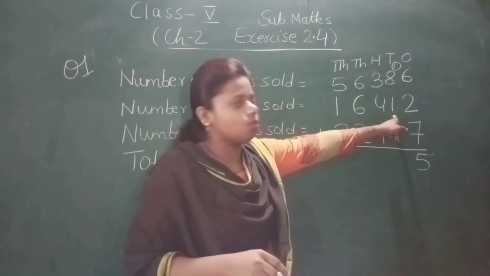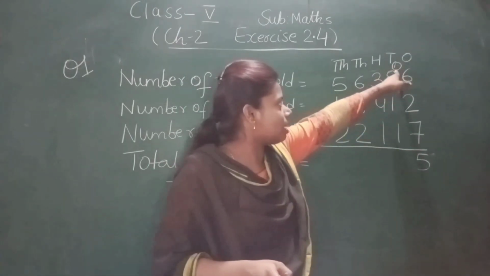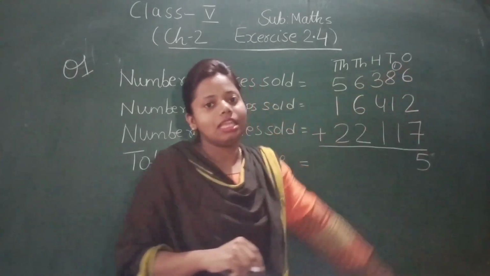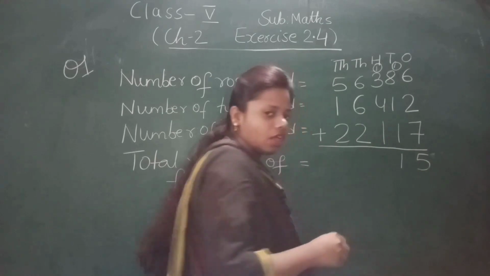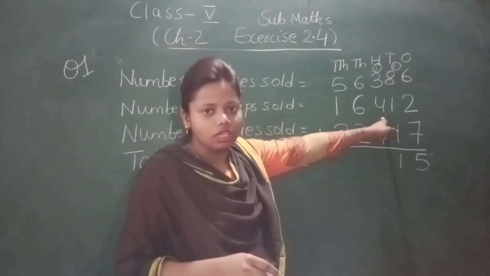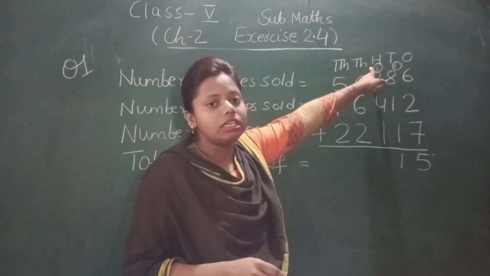Now 8 plus 1 is 9. 9 plus 1 is 10. We have to add this carry 1 also. 10 plus 1 is 11. So we write here 1, and 1 we will get as carry. 3 plus 4 is how much? 7. 7 plus 1 is 8. 8 plus 1 is 9.